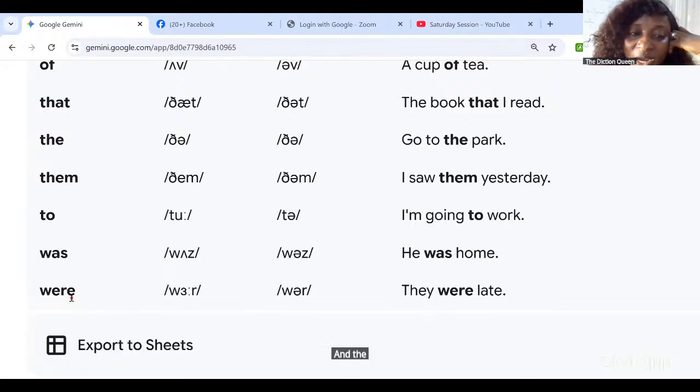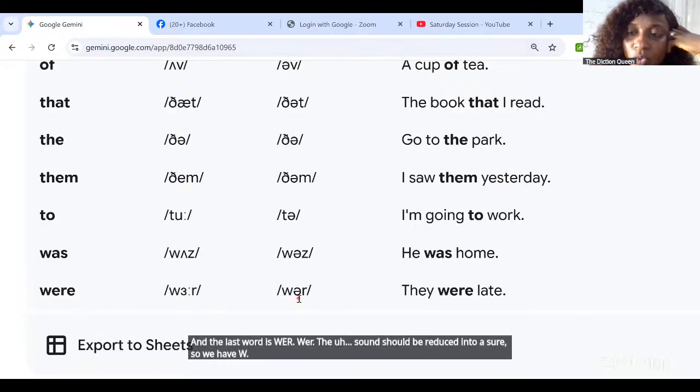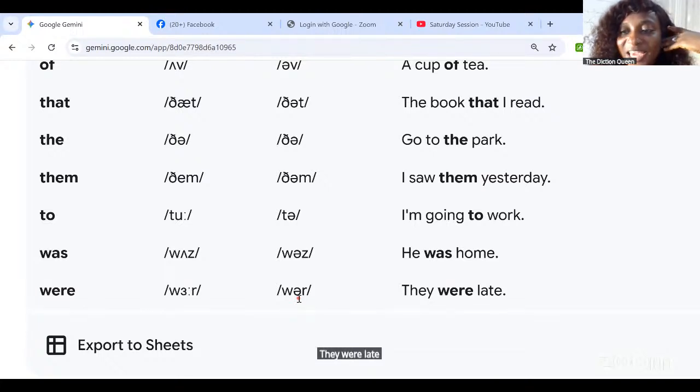And the last word is were. The sound should be reduced into a schwa. They were late. They were late, instead of they were late.